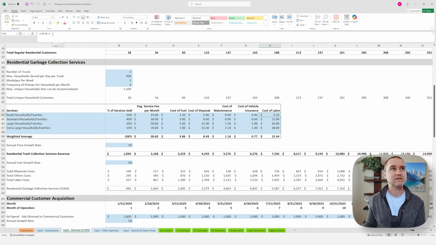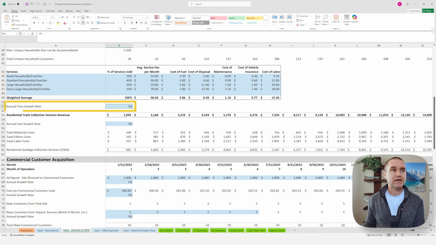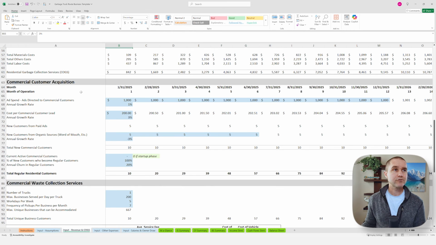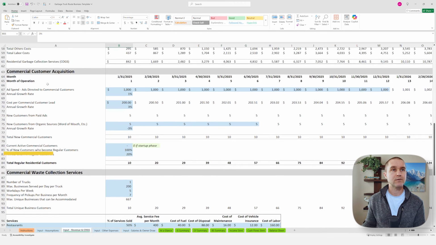That's going to be your biggest expense. Now, if you are the owner operator and you're driving the truck, then your cost of labor could be nothing, if you're doing all the work, or it kind of depends on how you're planning to handle labor. Then we can just set an inflation rate of 3% annual growth rate and 3% annual cost increase. Then we go through the same exercise for your commercial customers.